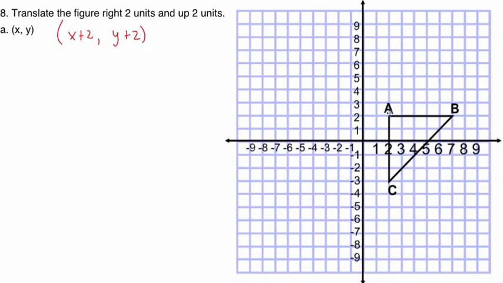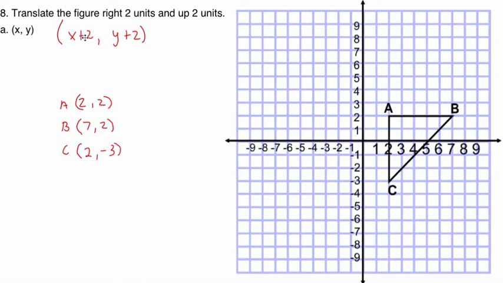Okay, let's identify these points. So that's 2, 2. Give myself a little more room over here. Okay, so that's A. Okay, B is over 7 up 2. And then C is over 2 down 3. So that's 2, negative 3.